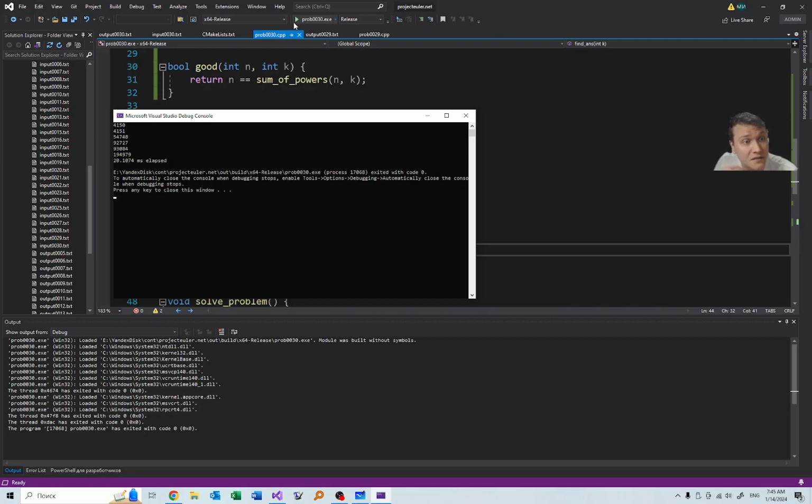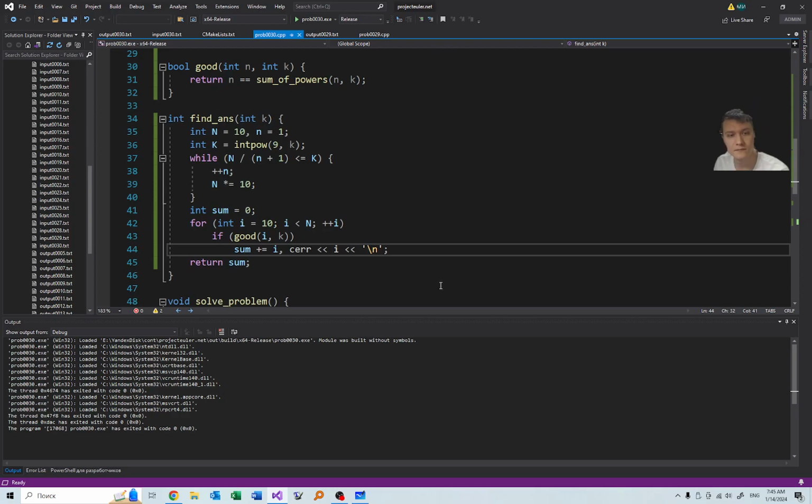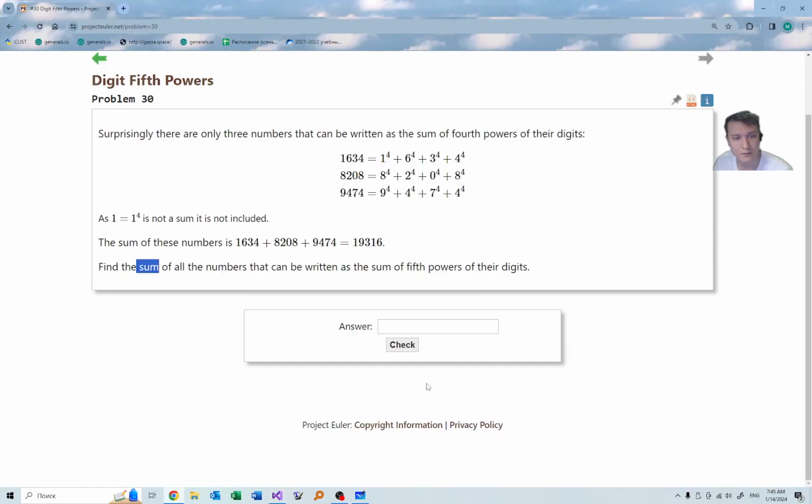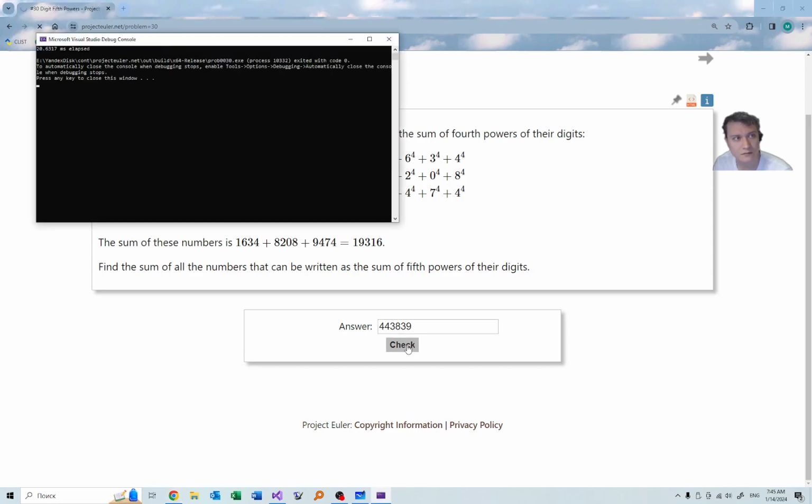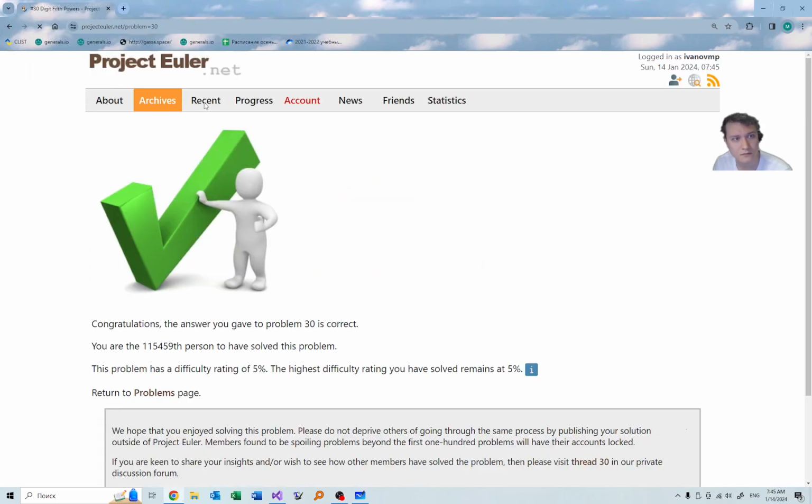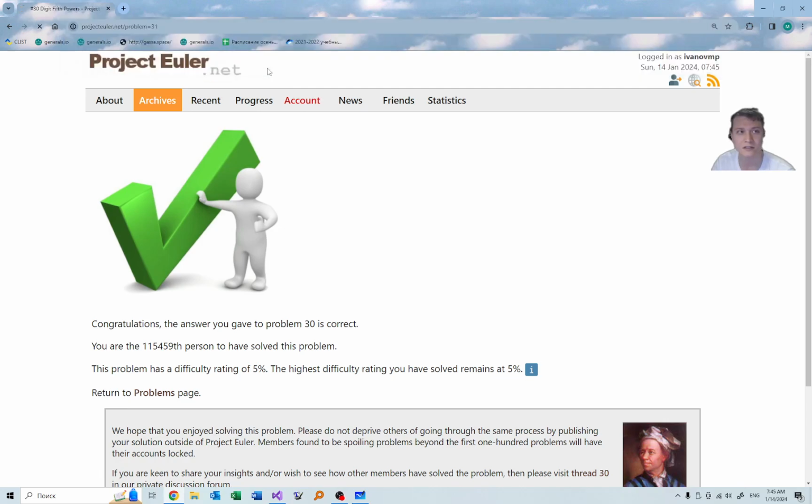There are 6 numbers like this, and even there is at least one number with length 6 or length 5. Great. So we can return the answer, and it is a correct answer.